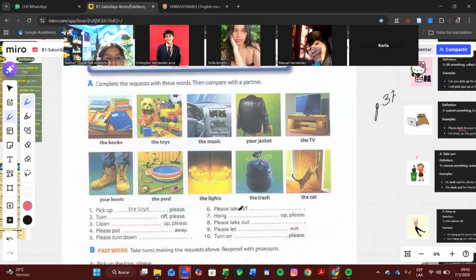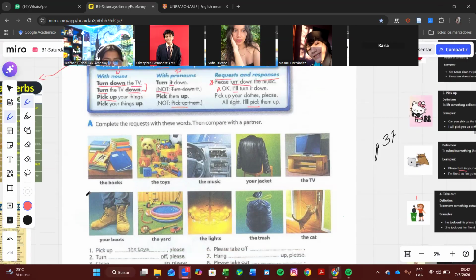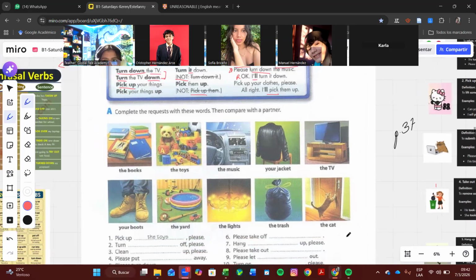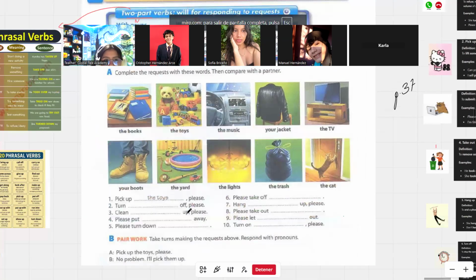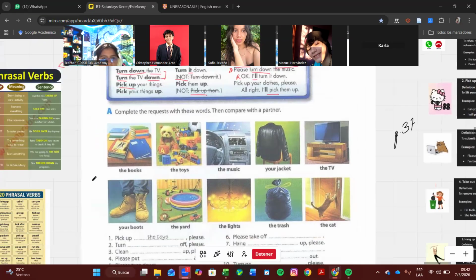Okay, so let's complete this. We have different things: the books, the toys, the music, your jacket, the TV, the cat, the trash, the light, the yard, your boots. And we have different sentences. So the first one is pick up the toys, please. Turn off, please. So let's try to do it. Christopher, what do you think about the second one? So let me put it there. Let me do it bigger. What do you think, Christopher? Are you there or not?